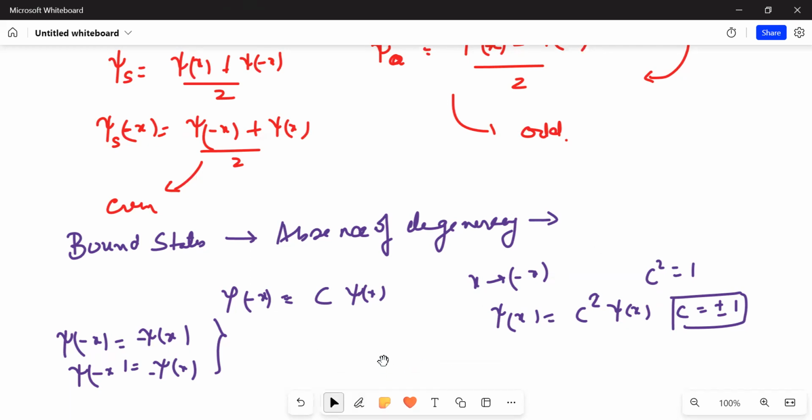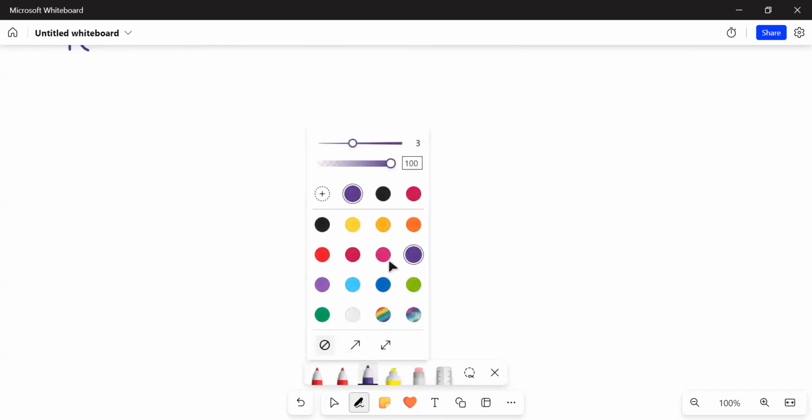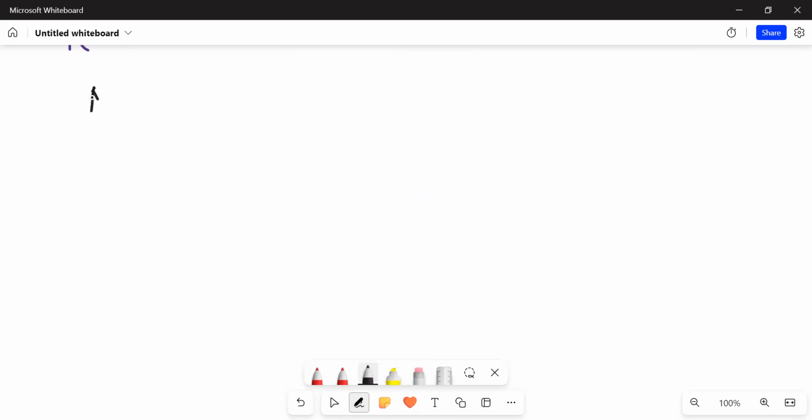So the next thing, as I mentioned, I'm going to write a few points regarding the nature of the spectrum. We're going to take this in detail in the next lecture, but right now I'm just writing the nature of the spectrum.